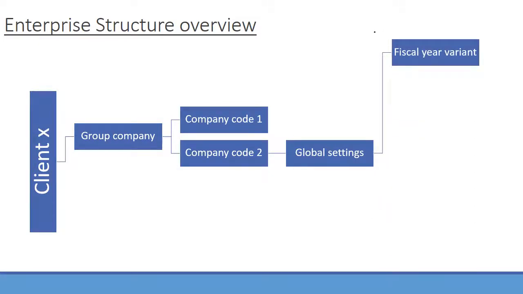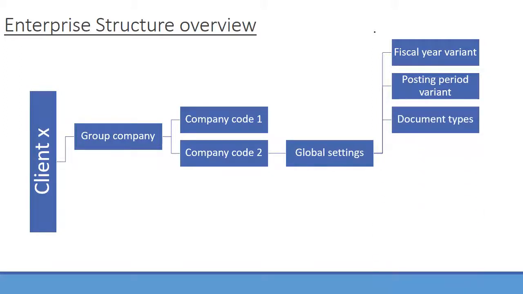The global settings are the fiscal year variant that decides the financial year in which the company operates, the posting period variant that decides which posting periods will be kept open, the document types that decide which document is to be used for posting which transaction, and the document number ranges that are picked by these document types whenever a posting is done. The number ranges are usually linked to document types.